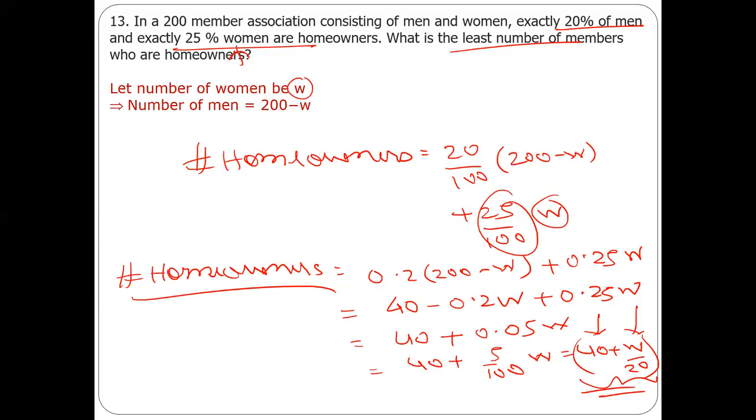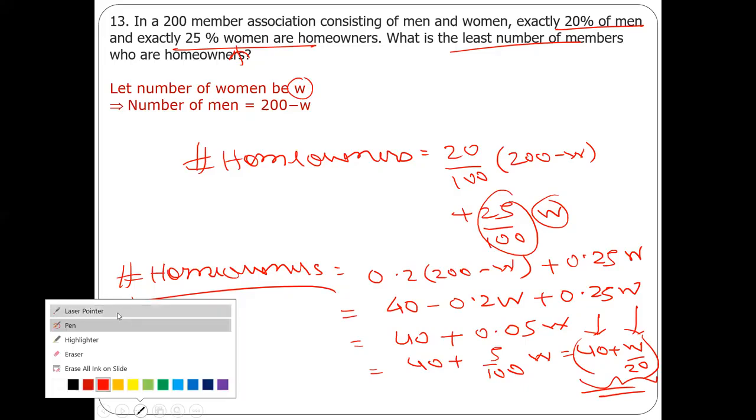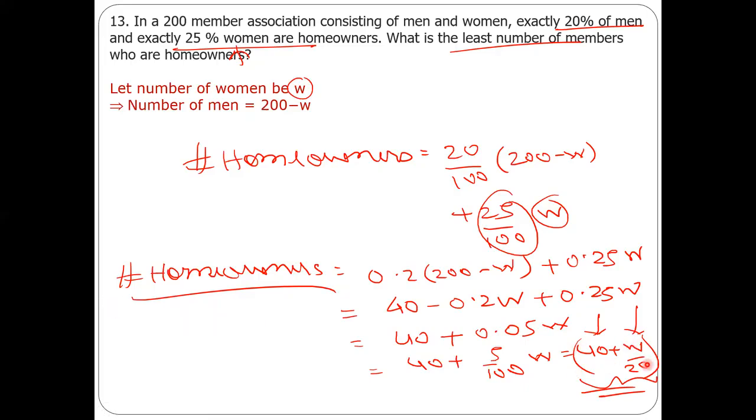Can the value of W be 1? It cannot be. Very nice. Why not? Because if the value of W is 1, then the number of homeowners will be in decimal, which is not possible, right? You can't have 5.6 homeowners, for example. So that's my question. As per this expression, what's the minimum value of W?